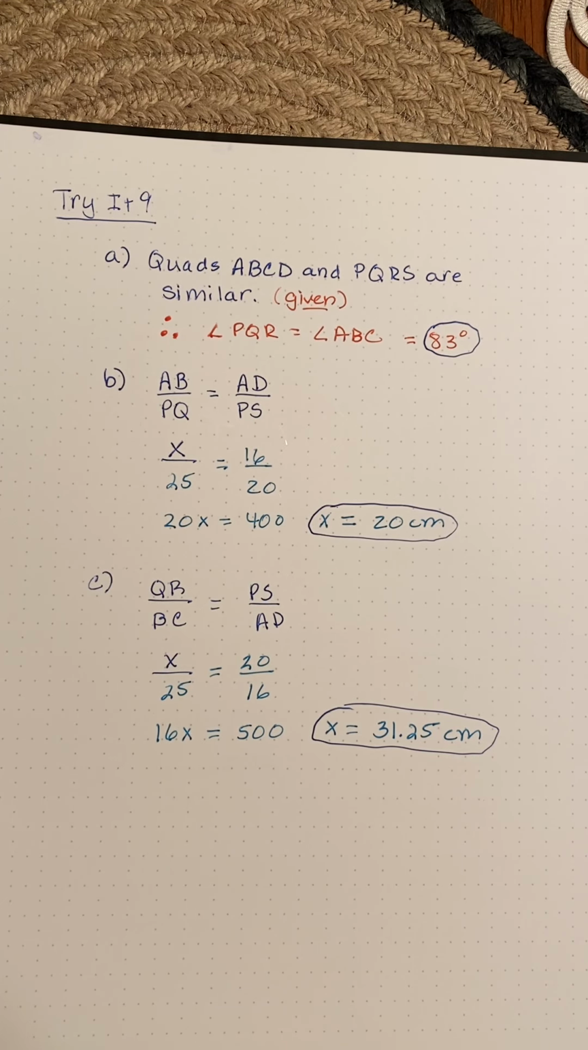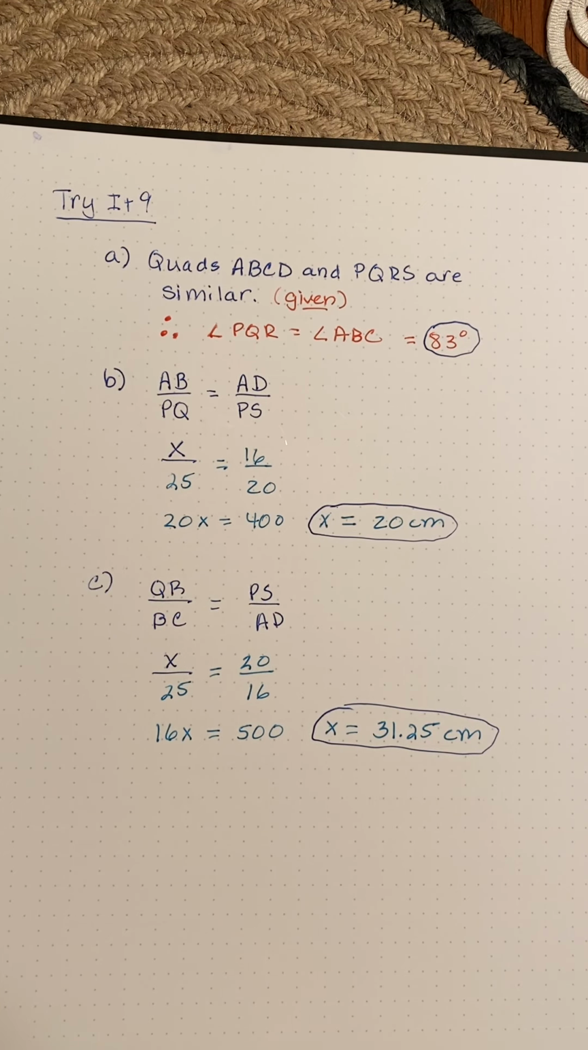Anyway, they're similar. And we have BC is equal to 25 centimeters. Now they say DA, but really they should have said AD. That's kind of a weird thing. So I'm going to say AD is equal to 16 centimeters. The measurement of angle BAD, or angle A, is 81 degrees, and the measurement of angle ABC, or rather angle B, is 83 degrees. Side PQ is 25 centimeters, and SP is 20 centimeters. So you've got all that information.